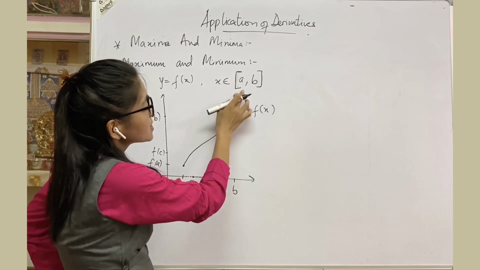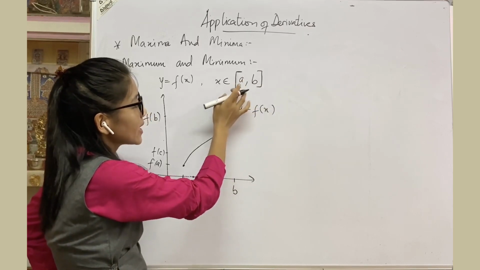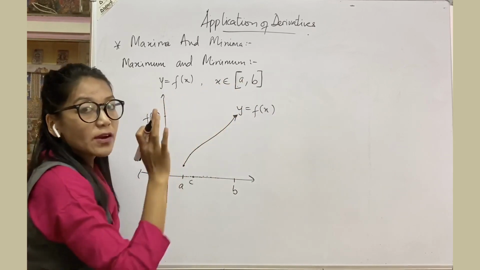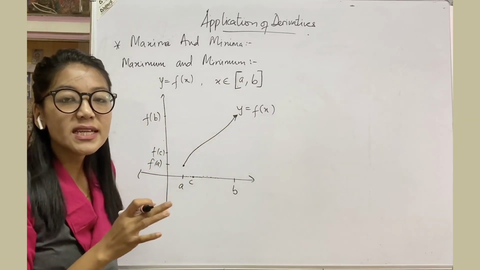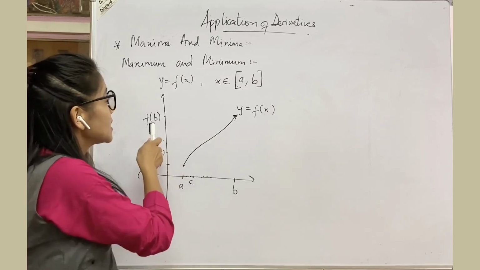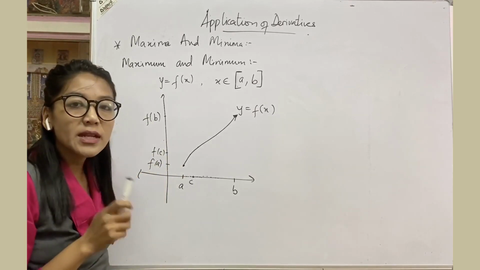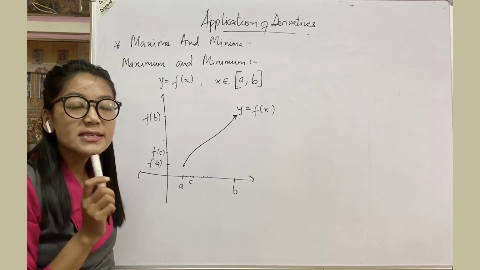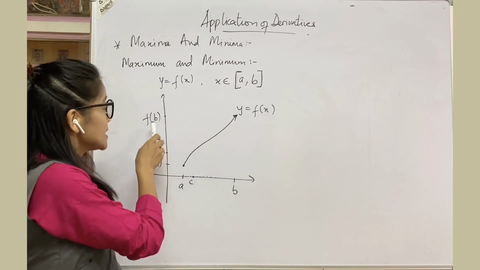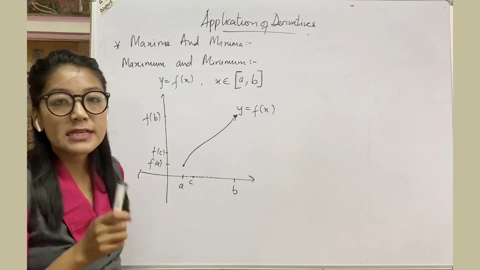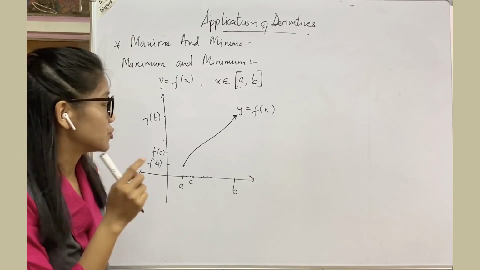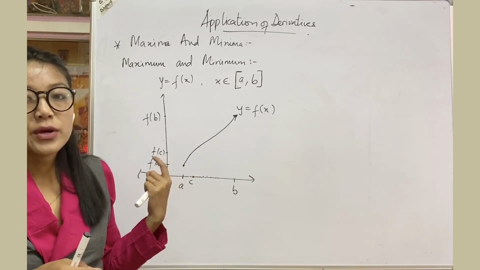Now when we take the interval as the closed interval ab, we say that f of a is the minimum value of the function, and at a the function is attaining its minimum value. Therefore a is the point of minimum value of the function. Similarly, f of b is the maximum value of the function, and b is the point of maximum value of the function. So this is how we define maximum value and minimum value of the function.